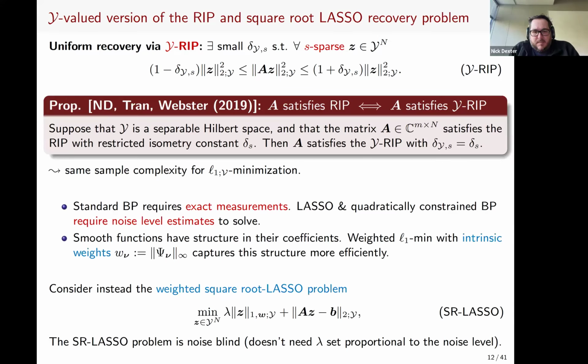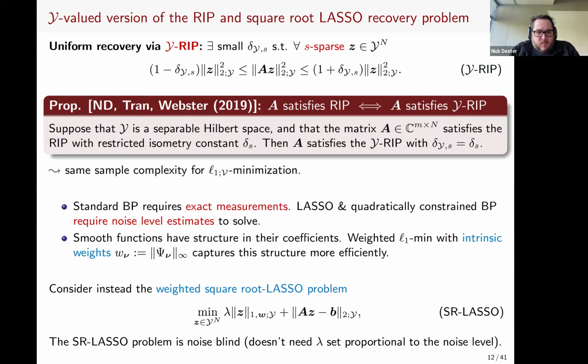Lasso and quadratically constrained basis pursuit require noise level estimates to solve. Smooth functions also have a lot of structure in their coefficients. So weighted L1 minimization with the so-called intrinsic weights, these w_nu set to the L infinity norms of the basis functions, can capture this structure more efficiently. There's a lot I could say about this, but for the purpose of the talk, I'll just say you can see some of this covered very well in the book that I mentioned in the previous slide.